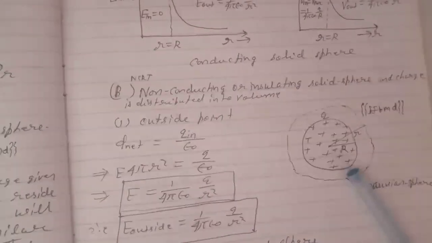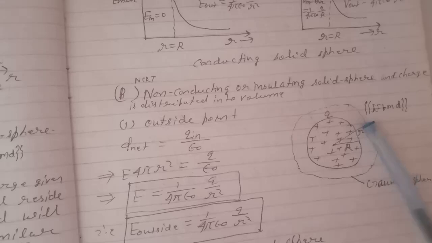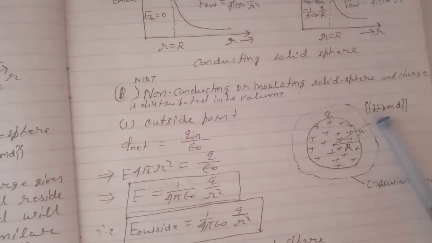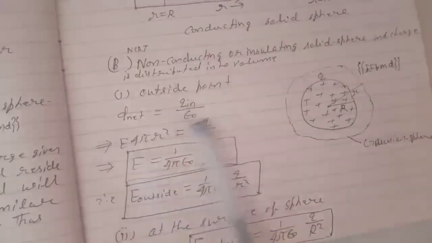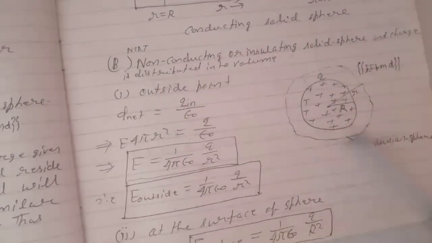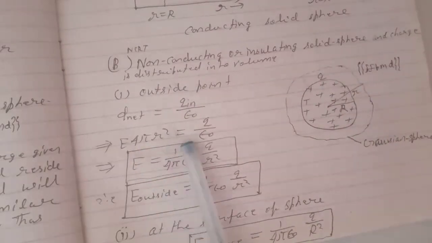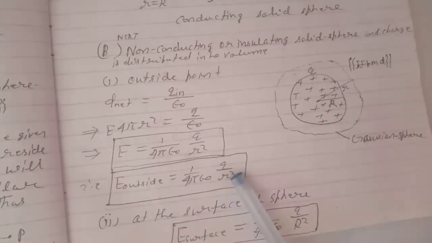So for a non-conducting or insulating solid sphere, for an outside point we have to take a Gaussian sphere at a distance r, and we have to calculate the total flux, which will be equal to the q enclosed, which is equal to q because this sphere has given charge q. So phi net will be q enclosed by epsilon naught. Now the total flux through the Gaussian sphere, E into 4 pi r square, equals q by epsilon naught, and E equals 1 by 4 pi epsilon naught q by r square. That is, E outside is 1 by 4 pi epsilon naught q by r square.